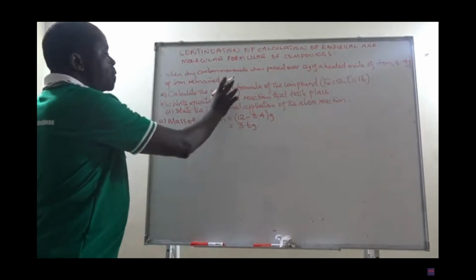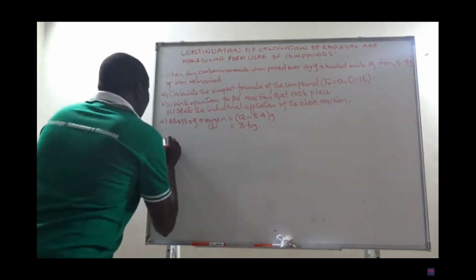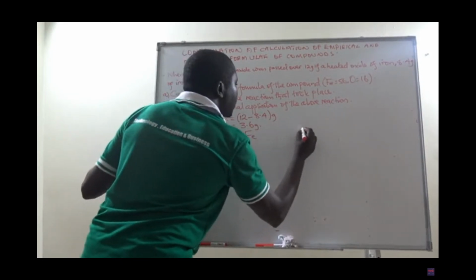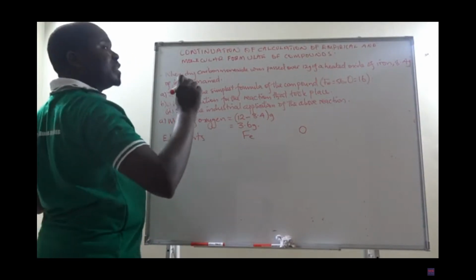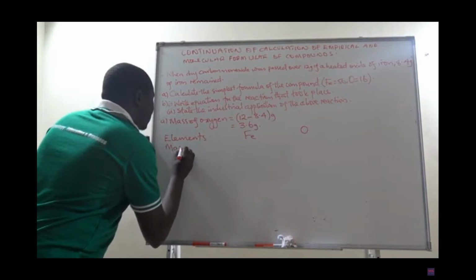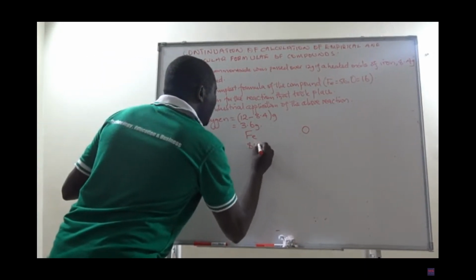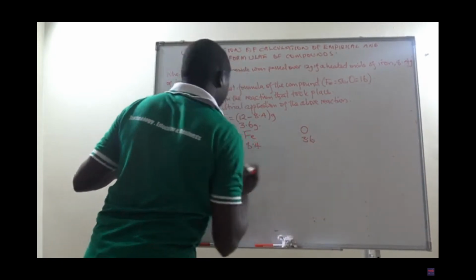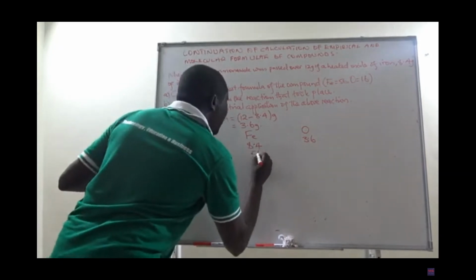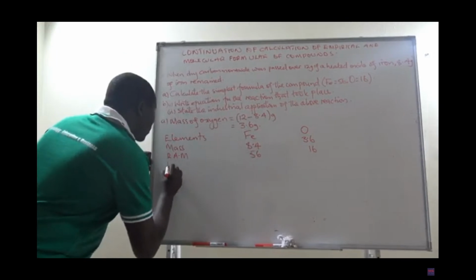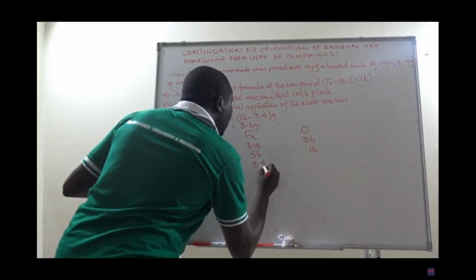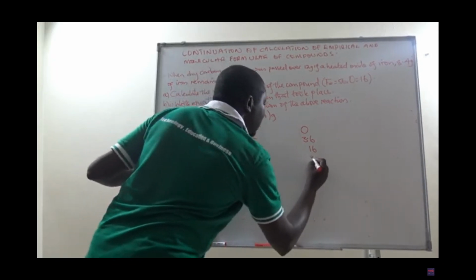Now let us calculate the simplest formula using the method that we have seen earlier on. So we shall start with the elements found in this compound, and the elements are iron and oxygen. Then, instead of percentage composition now, we are going to deal with the mass of each element directly. So the mass of iron is 8.4, that of oxygen is 3.6. Then we have to remind ourselves about the relative atomic mass of each element. For iron it is 56, oxygen is 16. So we go now to the moles of each element. In getting the mole, it is going to be the mass divided by the relative atomic mass for each element.